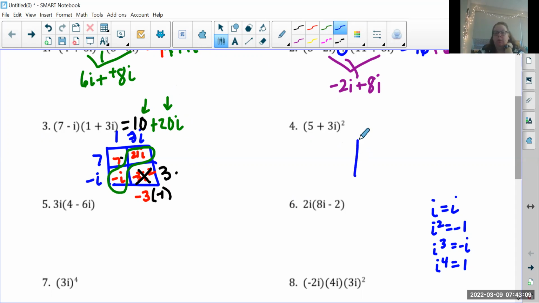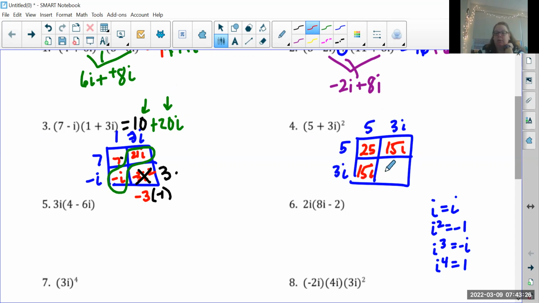All right, again, we're multiplying, so we need to do the box over here, and we're multiplying because it says squared, which means that we have 2 of these 5 plus 3i's. So I'm putting them on both spots. 5 times 5 is 25, 5 times 3i is 15i, 5 times 3i is also 15i, and 3i times 3i is 9i squared. Same thing, i squared equals negative 1, so I'm going to replace that i squared with a negative 1, which makes this box actually equal negative 9.